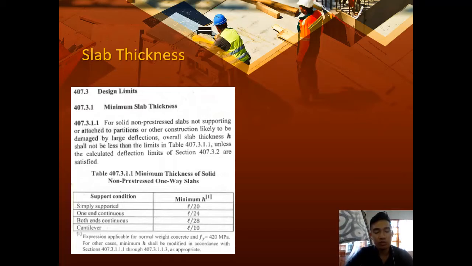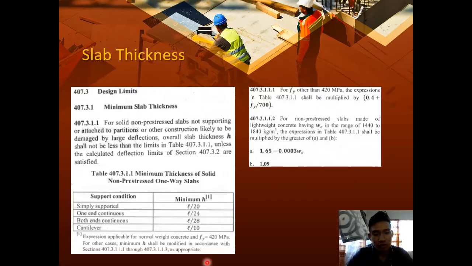According to NSCP 2015, in Section 407.3 design limits, or 407.3.1 minimum slab thickness, it says: for solid non-prestressed slabs not supporting or attached to partitions or other construction likely to be damaged by large deflections, overall slab thickness h shall not be less than the limits in Table 407.3.1.1 unless the calculated deflections are satisfied. So, if we follow the minimum, meaning our thickness is greater than the minimum, then we no longer need to compute the deflection. Take note, this is the same as with the beam, but this one is different because it is a one-way slab.